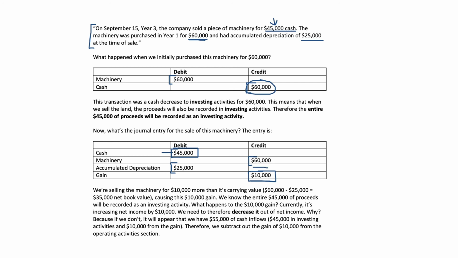So if we did not get rid of the gain from the operating activity section, it would look as if we had $55,000 of cash flow activity, the $45,000 cash here, and then the $10,000 gain, which is increasing net income. So we're trying to avoid this double counting. So we never need to actually count the gain or loss in the cash flow statement because the entire amount of proceeds are going to be recorded in the investing activities section. So this is why under the operating activity section, we're going to then subtract out the gain from net income. That way we're not allowing the gain to impact the operating activity section, and we let the full $45,000 be the cash inflow from the investing activities section.